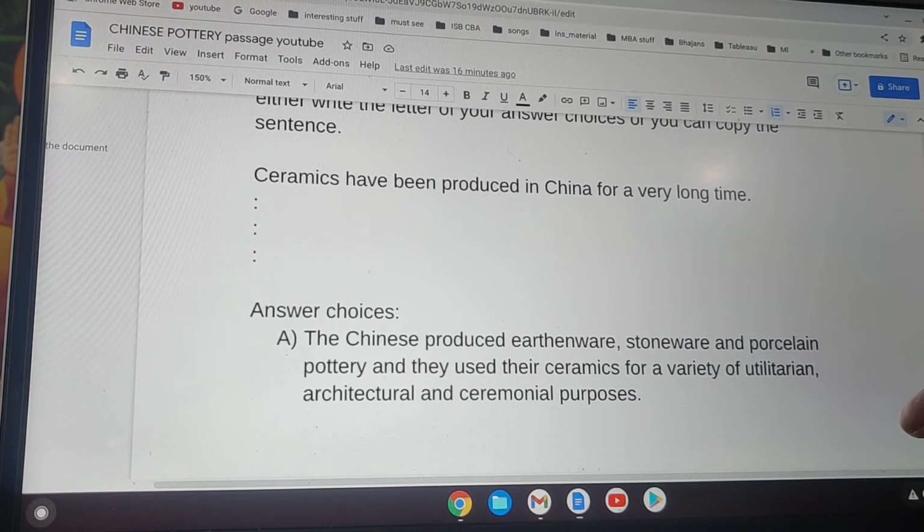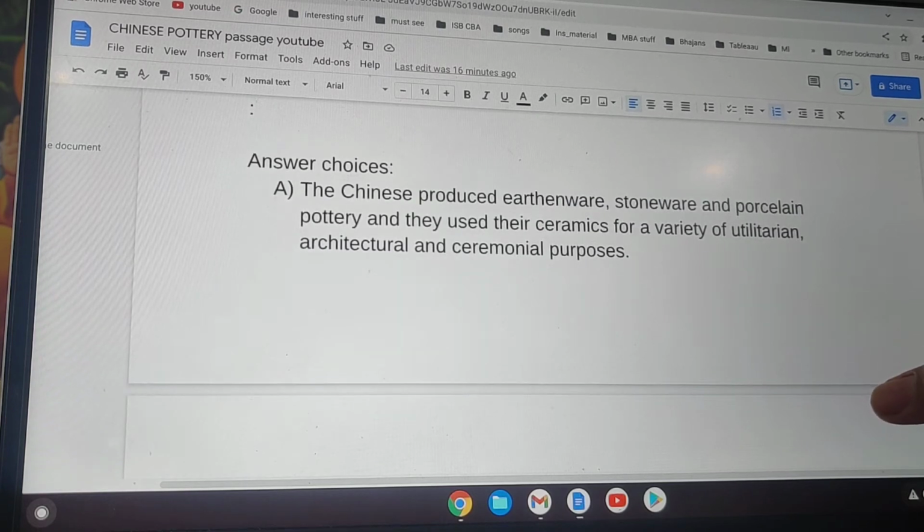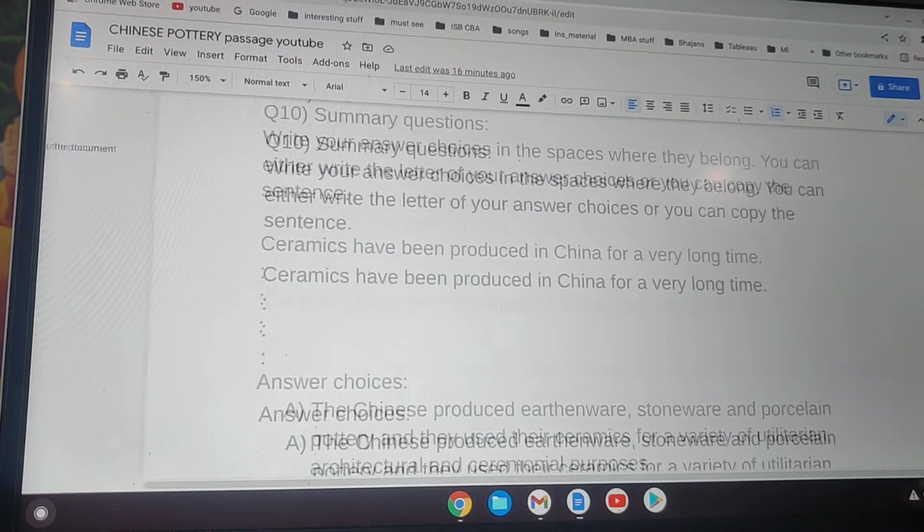So we have been given 6 answer choices, out of which we need to choose 3. Okay, so if we read option A, Chinese produce earthenware, stoneware and porcelain pottery, and they use their ceramics for the uses of utilitarian, architectural and ceremonial purposes, right? This is true because this includes the details included in paragraph 1 and paragraph 2.